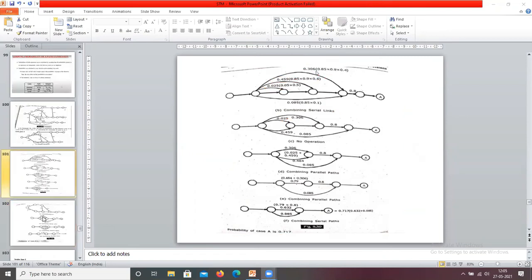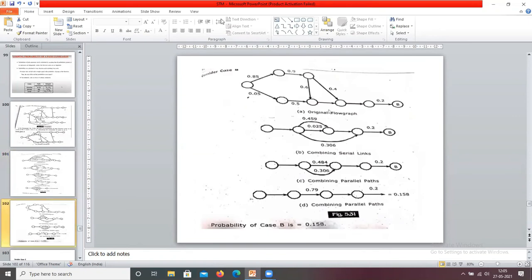Now we consider case B. So this is the case B. So this is the original path graph. So here, this is the case B. Okay. Now if you calculate that, the probability of case B, if you combine serial links, combining parallel paths, combining all the parallel paths, then you got 0.158 for the probability in case of B. That is 0.158.